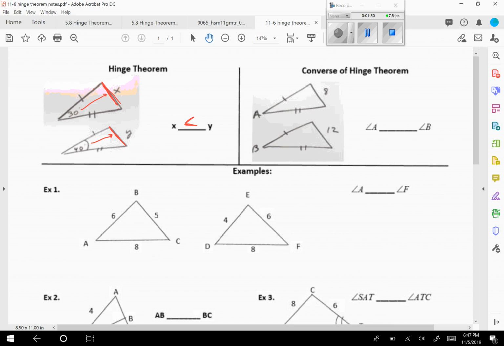So now we'll go and we'll do the converse of the hinge theorem. And that's just the other way around. So again, we have our two triangles, and we see we have the two sides that are congruent on each of them, and we're looking at the angle that's between them. So we're looking at angle A and angle B. And you look here. This side over here is 8 versus this side over here is 12. Your bigger angle is going to be across from the bigger side. So 12 is bigger than 8. So that means that angle B is going to be bigger than angle A.